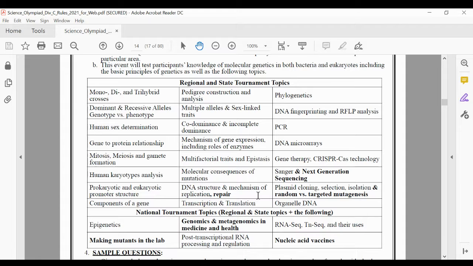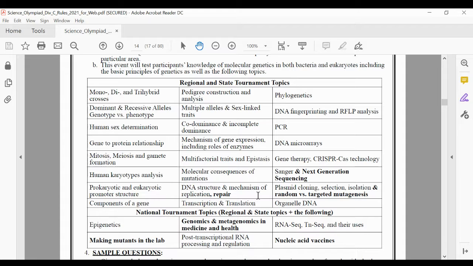Phylogenetics, make sure that you're able to interpret or draw a phylogenetic tree given specific amino acid percentage differences, things of that nature. And DNA fingerprinting is pretty broad, and it's changed a lot over the years. So for DNA fingerprinting, make sure that you can interpret a gel that has DNA fingerprinting results on it. That would include even knowing how gel electrophoresis works.